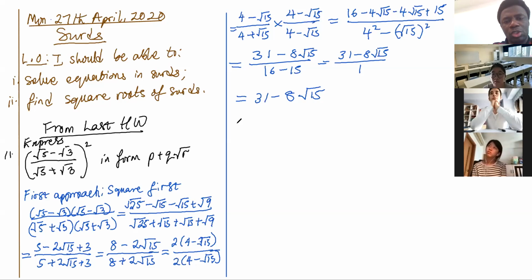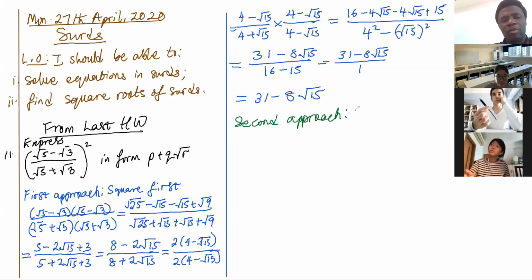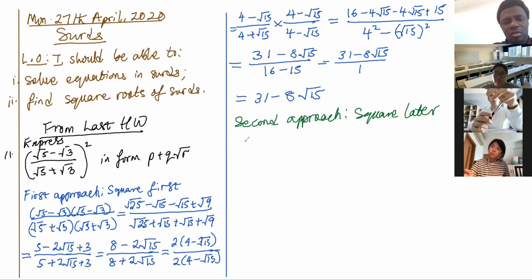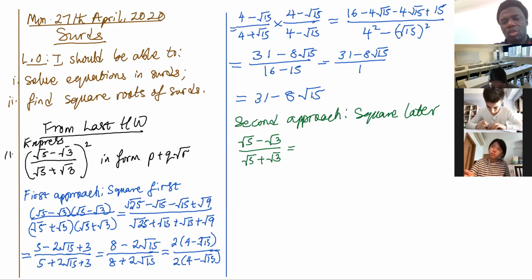The other approach, the second approach, another brilliant approach that some of you did, is to simplify before you square. I will call this square later, which means you bring out that root 5 minus root 3, root 5 plus root 3. You don't square them first. You square them later.